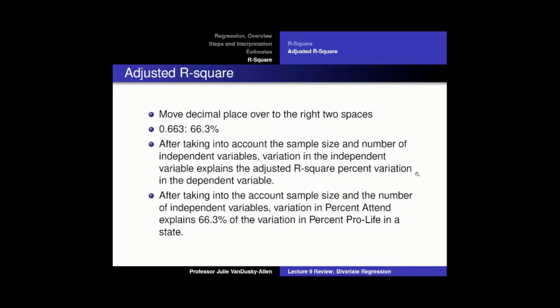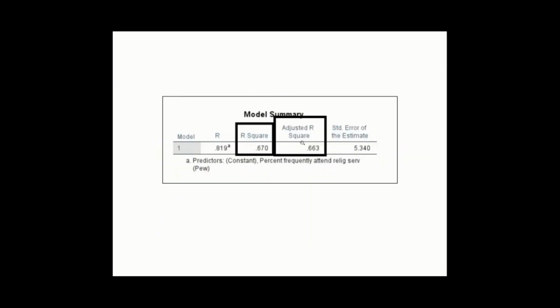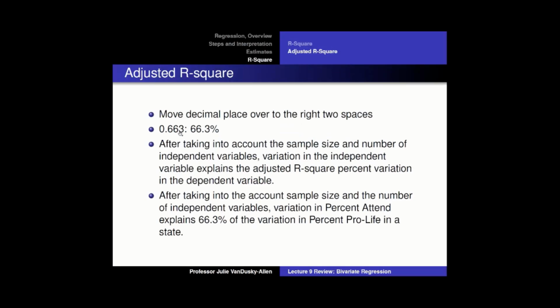To interpret this, it's similar to the R squared. So you take the number, here it's 0.663, you move the decimal place over twice and it turns it into a percentage, so we have 66.3%. And then you say, after taking into account the sample size and the number of independent variables, variation in the independent variable explains the adjusted R squared percent variation of the dependent variable.